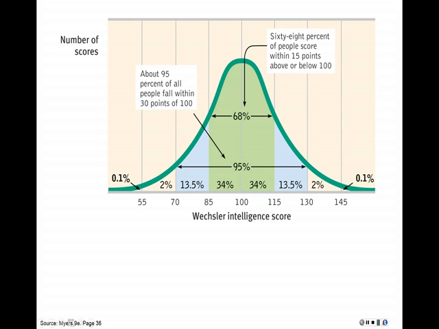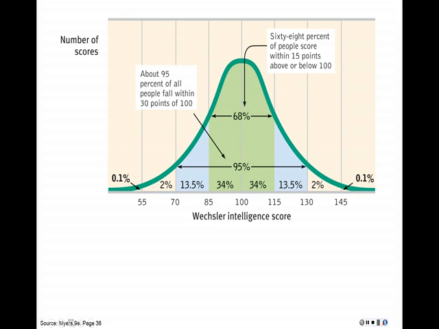And then 3 standard deviations, we go even lower. People who score between 55 and 70 make up about 2% of the population. People who score between 130 and 145 also make up about 2% of the population. And so this is 1 standard deviation from the mean, 2 standard deviations from the mean, and that is 3 standard deviations. And then 0.1% of the population score above 145, and 0.1% of the population score below 55.